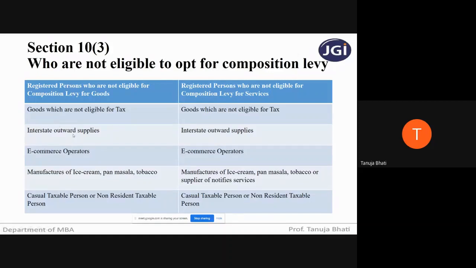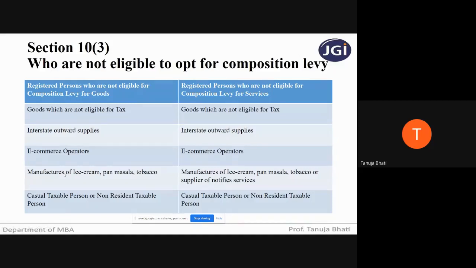Second one is interstate outward supplies. Any supplier who is engaged in making any interstate outward supplies of goods cannot opt for the composition levy. In short, composition levy is applicable only for goods that are being supplied within the state. Suppose I am a supplier making interstate supply of goods and services, and my turnover is below the prescribed limit, still I cannot opt for composition levy, because it does not permit any interstate outward supplier to opt for its scheme.